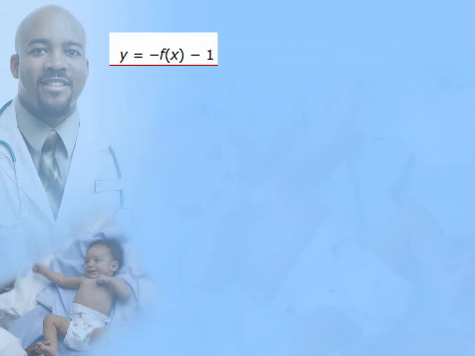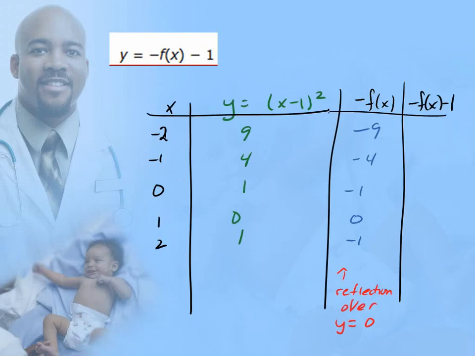What about this one? They've got 2 things going on. So I did it in 2 steps. I first took this, and I just took the minus f of x part. So I put it in the minus f of x part. It just makes everything negative.